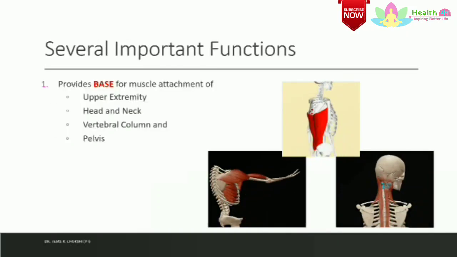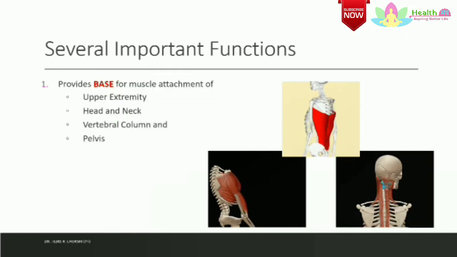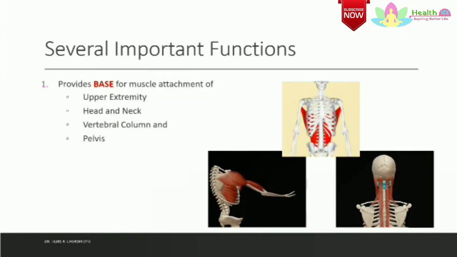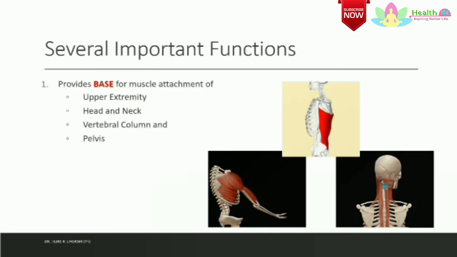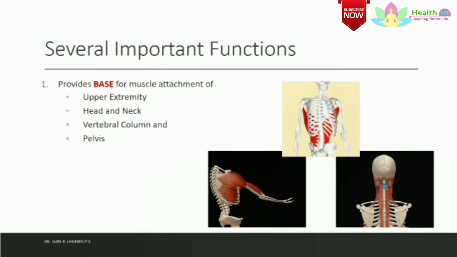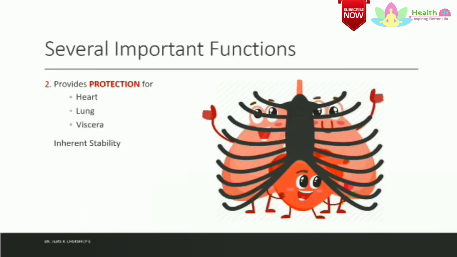Thorax has several important functions. The first is that it provides the base for muscle attachment of upper extremity, head and trunk, vertebral column and pelvis. The second most important function for thorax is that it provides protection for heart, lungs and viscera. For that it requires inherent stability.